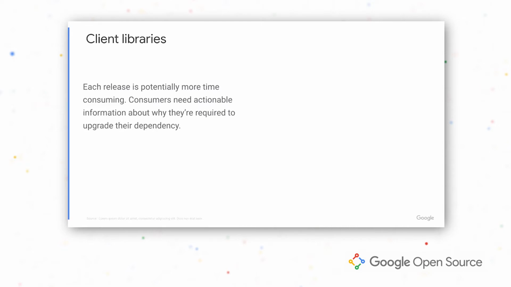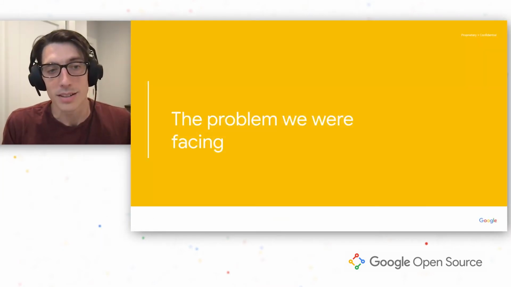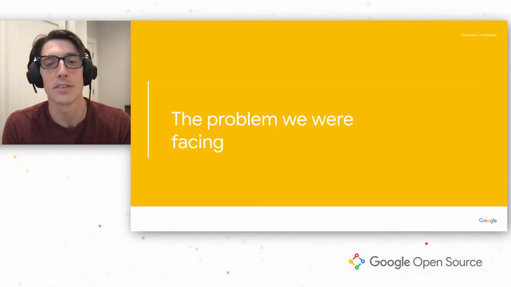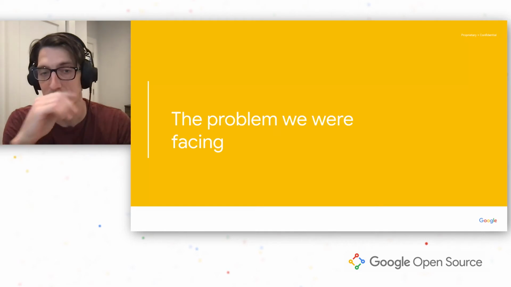However, even though client libraries aren't released perhaps as often, each release is potentially more time consuming. Consumers need actionable information about why they're required to upgrade their dependency for security reasons and just for quality of life reasons, making sure they don't break their own software. So having talked about the problem of releasing client libraries in the general sense, I want to talk a little bit about the actual problem that my team at Google was facing.